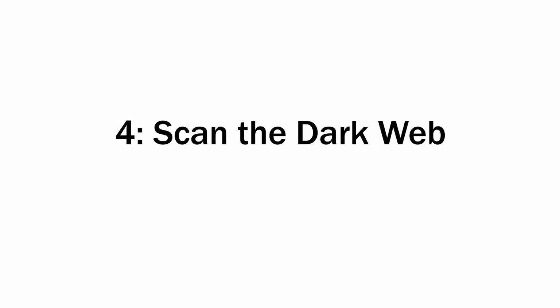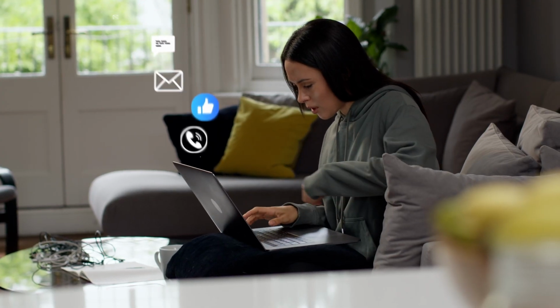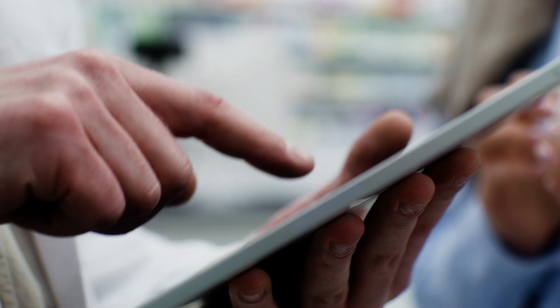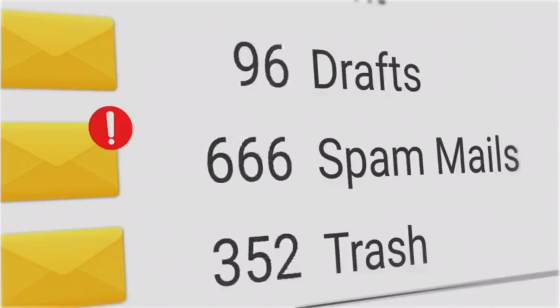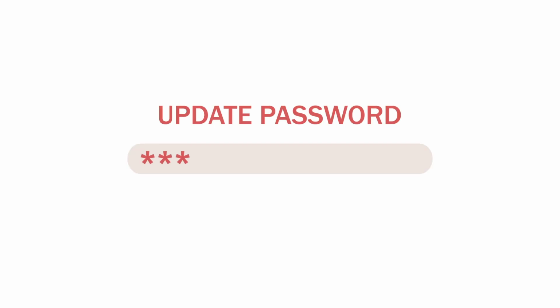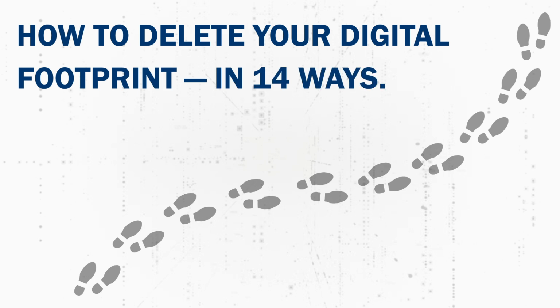You can also check the dark web for your leaked data. Your personal data may have been leaked or exposed in data breaches. You can use free online tools to check if your email is part of any known leaks. Just enter your email address. If it's compromised, update your passwords immediately. Now, let's talk about how to delete your digital footprint in 14 ways.